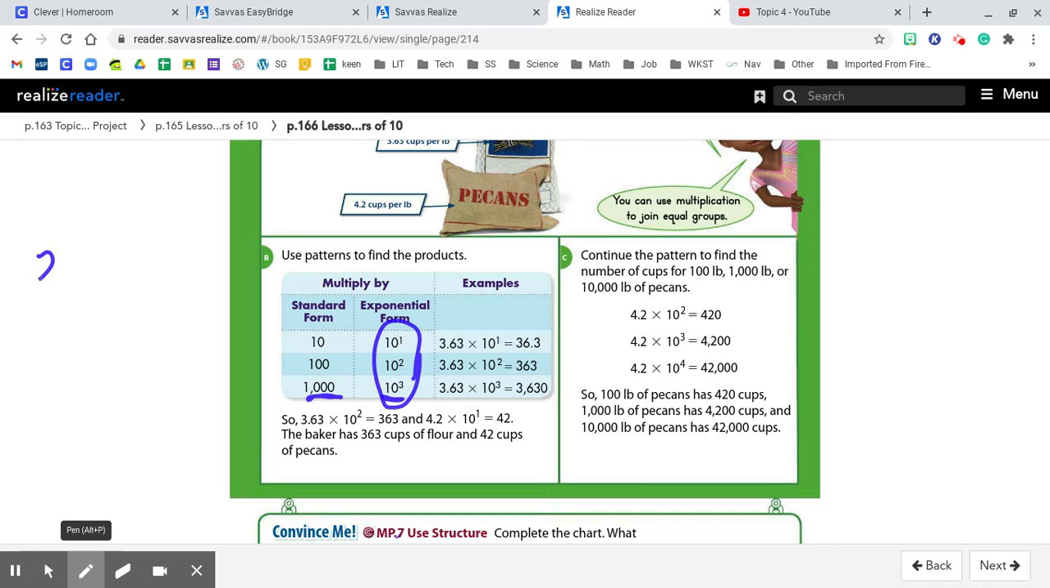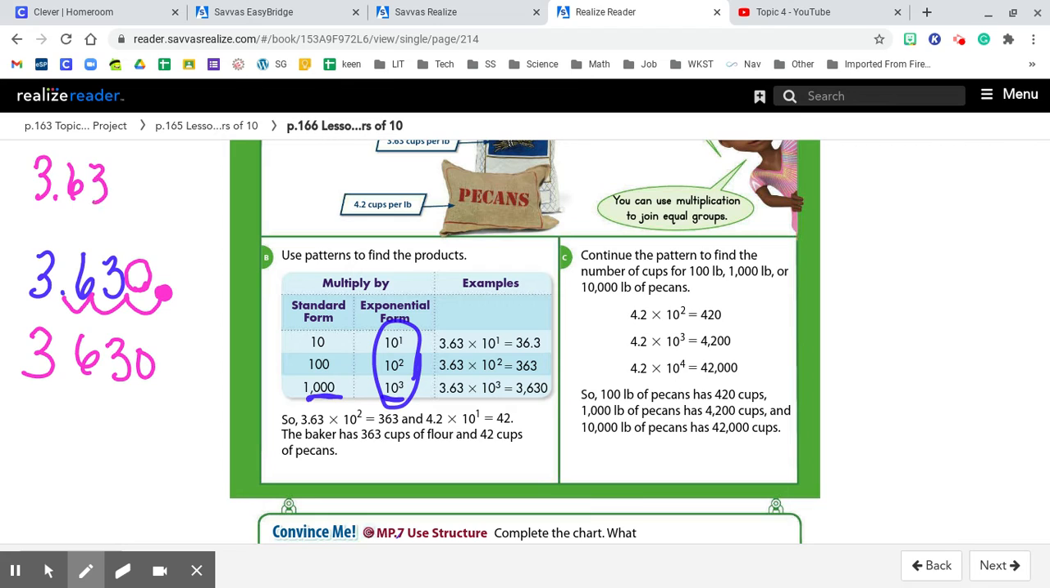So in the value 3.63, if I move my decimal 3 places, 1, 2, 3, I'm going to need to annex a 0 to take that space up. So my final answer, when I multiply 3.63 times 1,000, my answer is going to be 3,630. Don't forget to annex that 0. If you don't, this is what your number will look like.